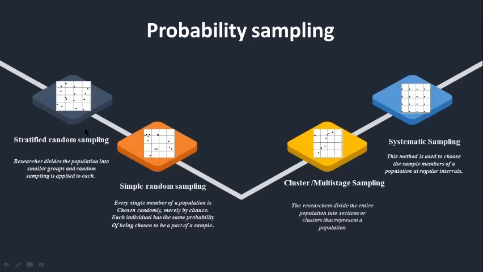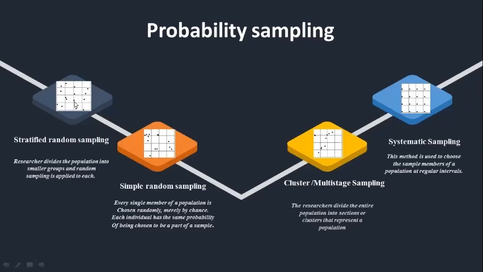In stratified random sampling, the researcher will divide this entire population into smaller groups. Maybe he can divide it according to gender, age, caste, etc. First he will divide it into smaller groups, like this small square is one group, this is one group, this is one group. Based upon those groups, he will then select randomly from each of them.